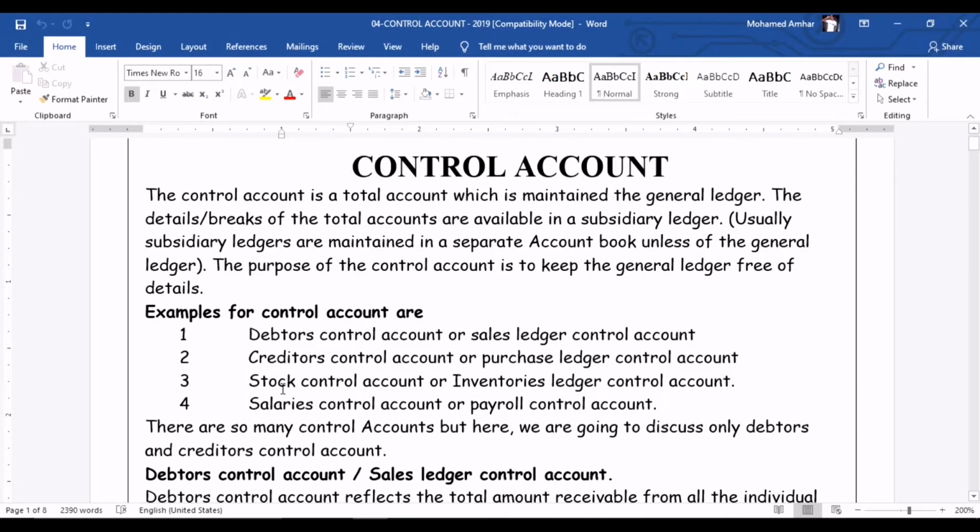Today I am going to teach you control account. Right. There are several types of control account: debtors control account, creditors control account, stock control account, salaries control account. There are so many types of control account. But today I am going to teach you about the debtors and creditors control account.